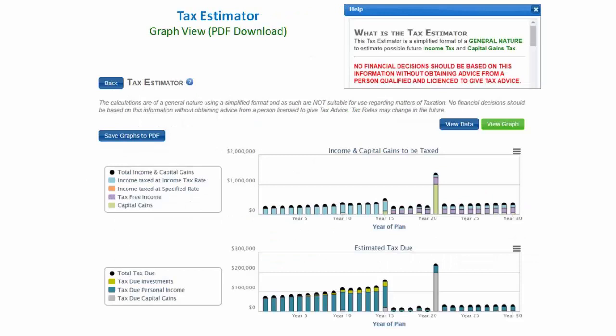Only the graphs of the tax estimator can be saved as a PDF. It is very important to heed the warnings about the calculations in this tax estimator, which states, "The calculations are of a general nature using a simplified format and as such are not suitable for use regarding matters of taxation. No financial decision should be based on this information without obtaining advice from a person licensed to give tax advice. Tax rates may change in the future."